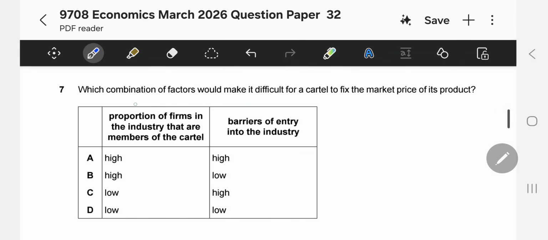Okay, question 7. Which combination of factors would make it difficult for a cartel to fix the market price of its product? Okay, let's look at the answers first. Proportion of firms in the industry that are members of the cartel. So if it is high, it's easier to fix. So the correct answer should be when the proportion is low. And then the barriers to entry, when they are high, it's easier for them to fix. When they are low, it will be difficult for them to fix. So the answer for 7 would be D.